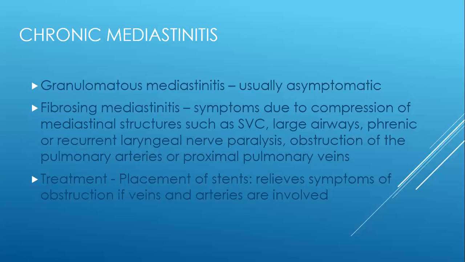So treatment for your granulomatous mediastinitis, we just have to treat the underlying cause. So if the patient has TB, then you treat the tuberculosis. However, for your fibrosing mediastinitis, we would need to place stents. So these stents are usually placed to relieve the symptoms if you have obstruction of certain structures such as your veins and arteries.